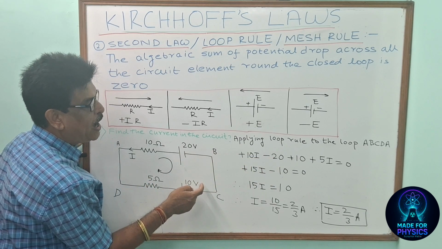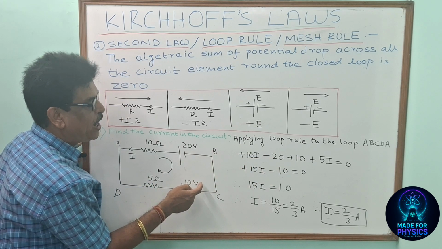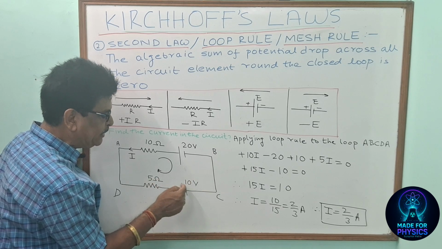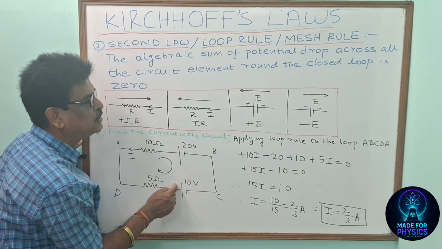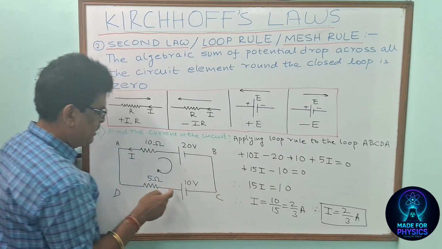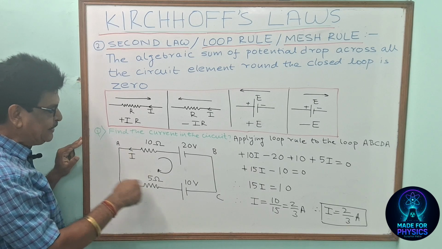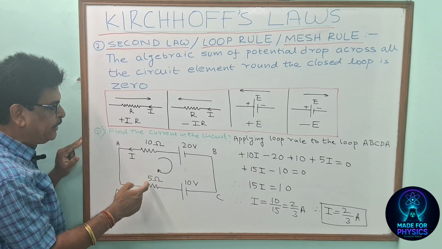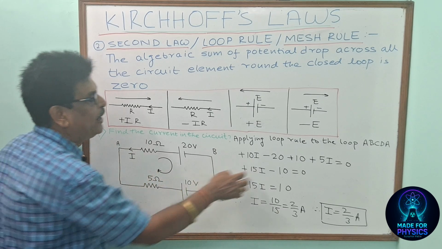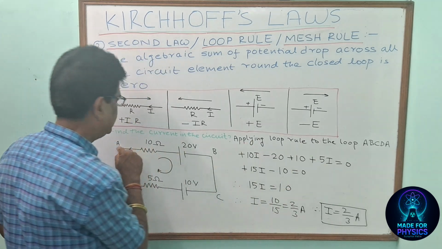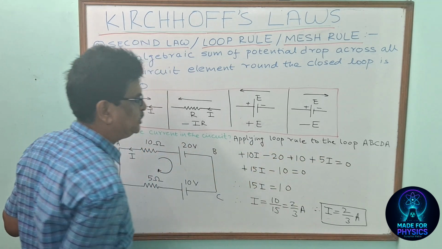So when we are going in this direction, positive to negative, minus 20. Here we are moving from negative to positive, therefore plus 10. Here we are moving again, see, against the direction of current, so that becomes 5I, and back to the same point, so that becomes equal to 0.